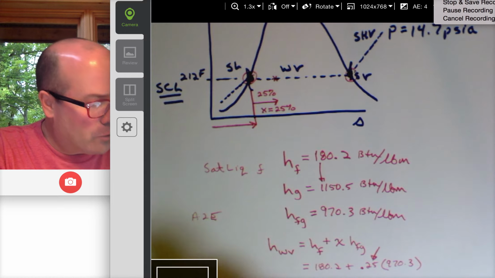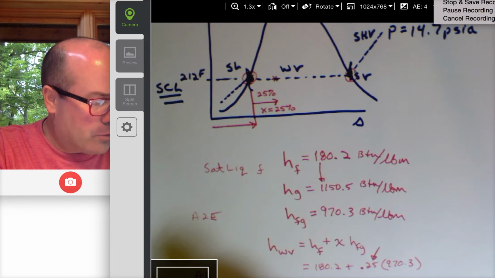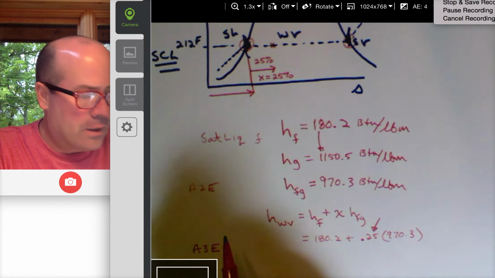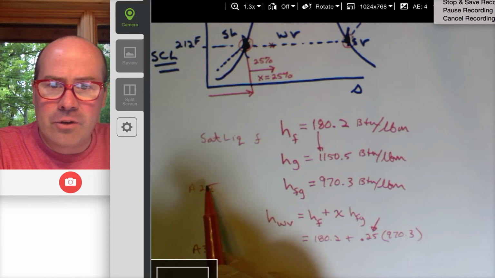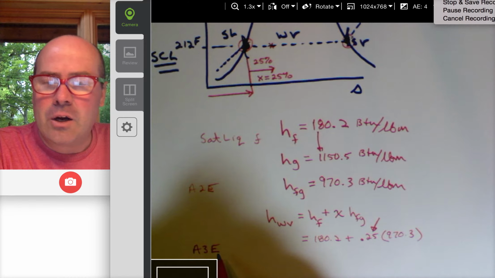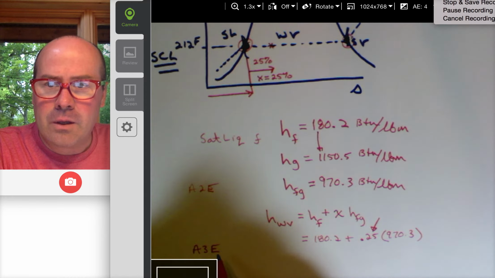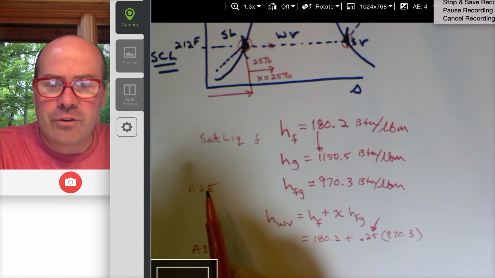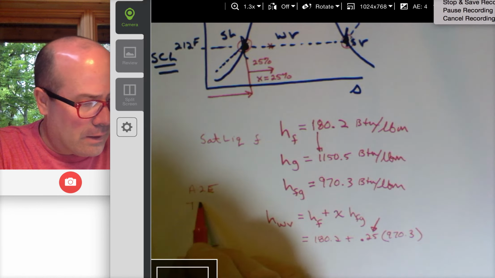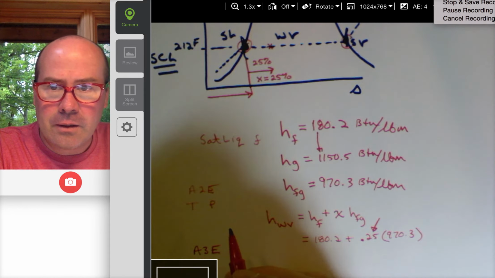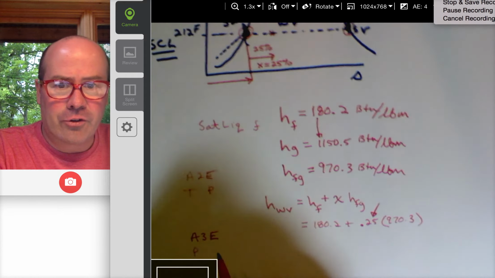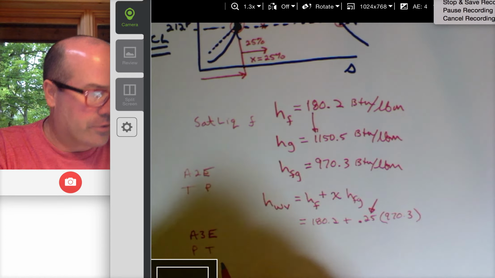One more thing before we stop, and that is to bring up table A3E. It turns out that table A2E and table A3E are identical tables. The only thing that changes is whether temperature is in the first column and pressure in the second, which we call the temperature table, or if pressure is in the first column and temperature in the second.